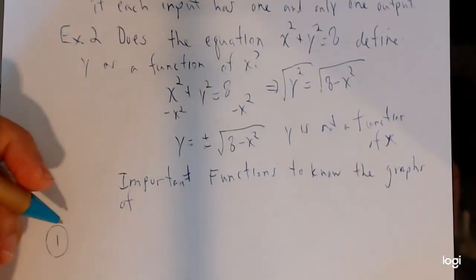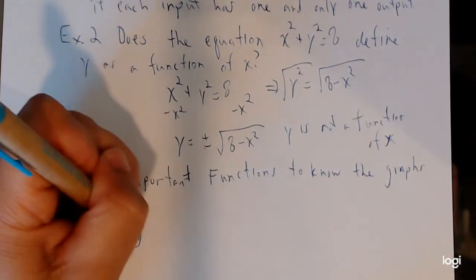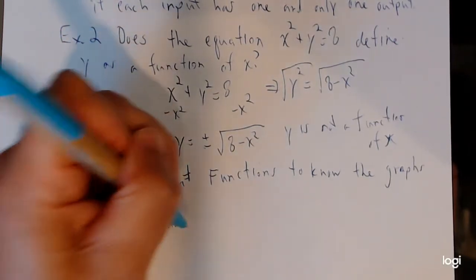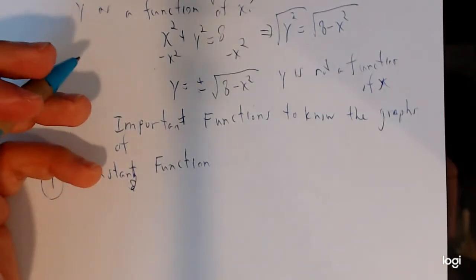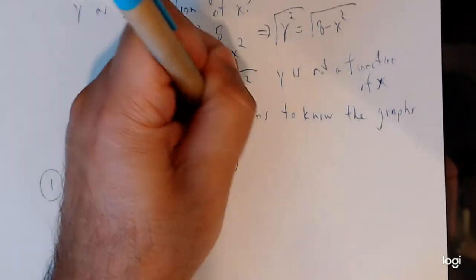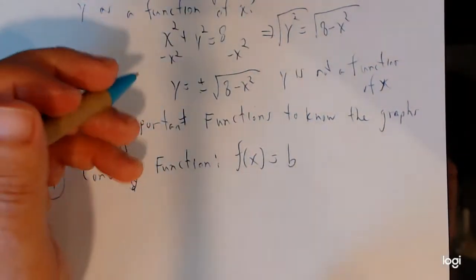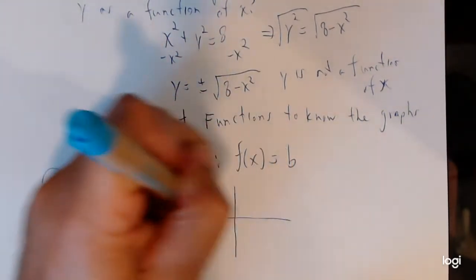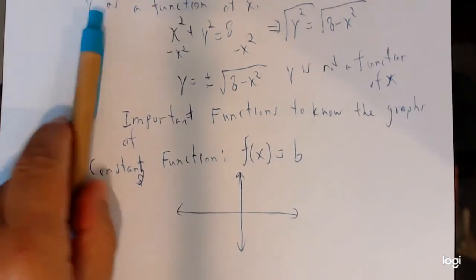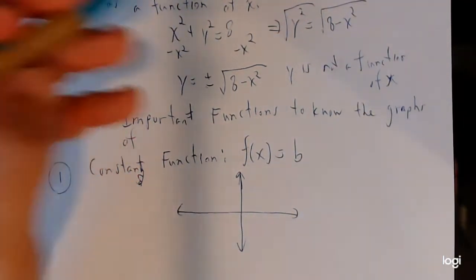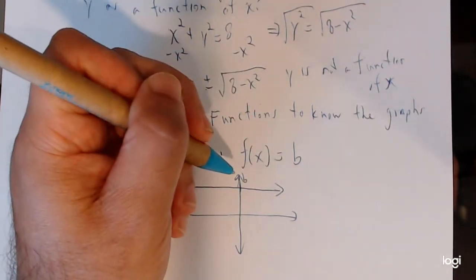So the first one is the constant function. Okay, so it's the constant function, which says f of x equals b. So we know that constant functions are going to be horizontal lines, and this is a y value of b.